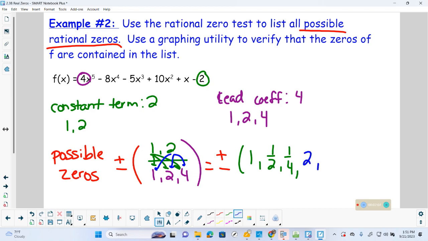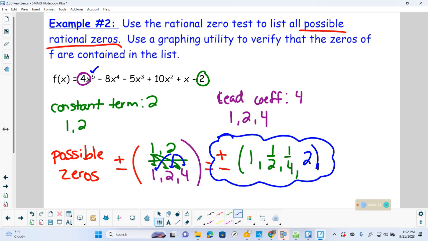2 over 2 is 1. We already have it listed. I'm not going to put it again. And 2 over 4 is a half. We already have it. Not going to put it. Now, here's our possible zeros. Notice they all have plus or minus on them. So you technically have 8 possible zeros. It's only a 5th degree polynomial.